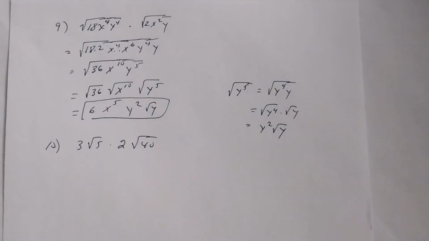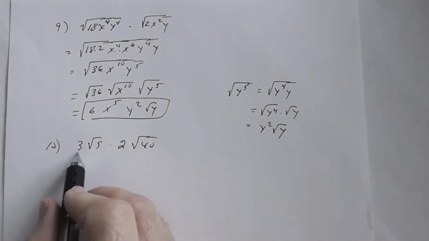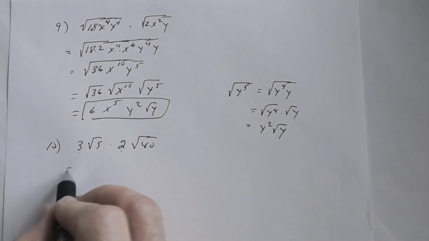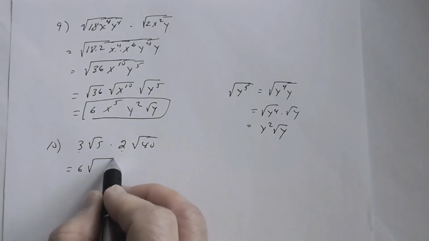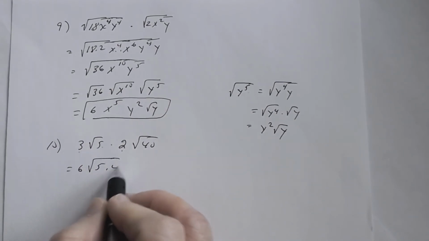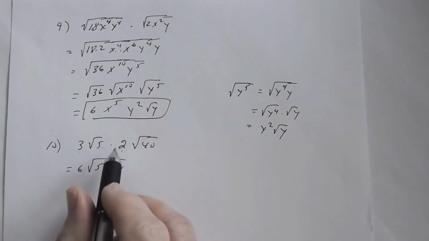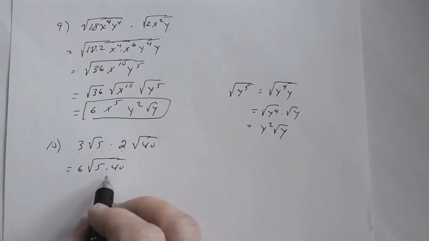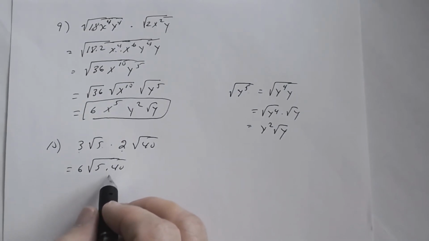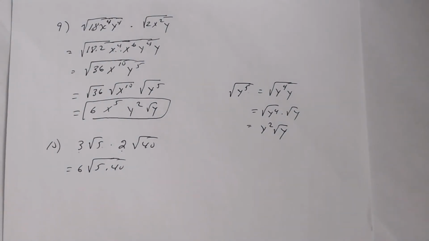3 square root of 5 times 2 square root of 40. Okay, so let's use a product rule. First of all, 3 times 2 is 6, correct? And then times the square root of 5 times 40, right? Okay, and then 5 times 40, what's that? That's 5 times 40 is going to be 200.